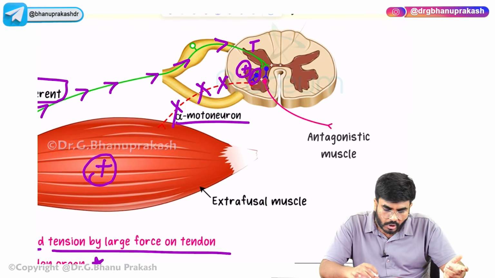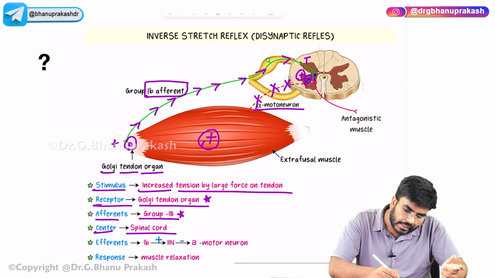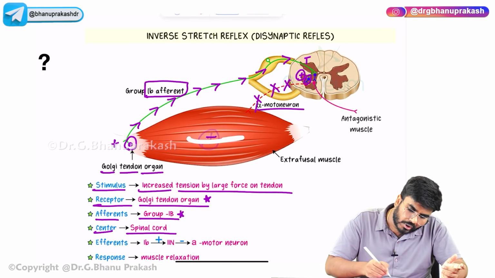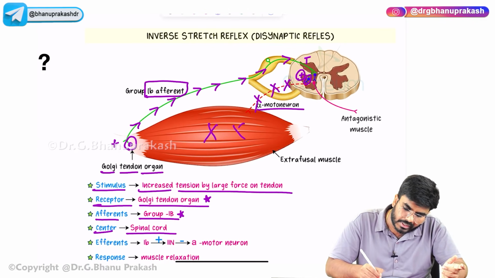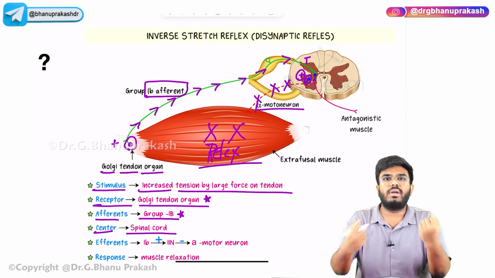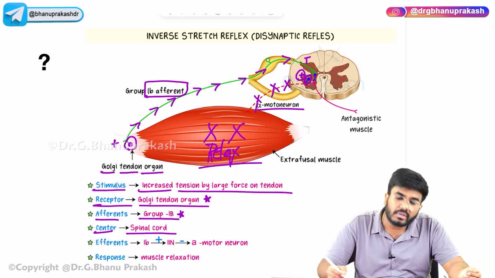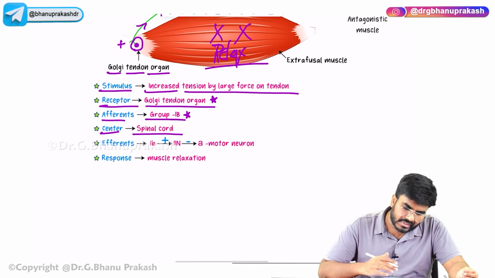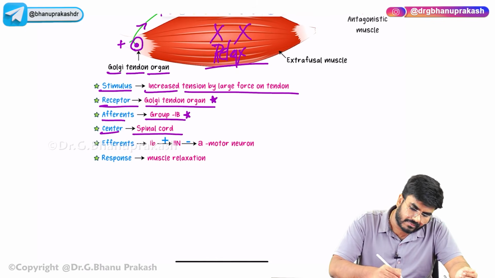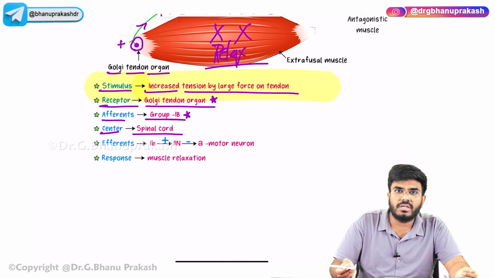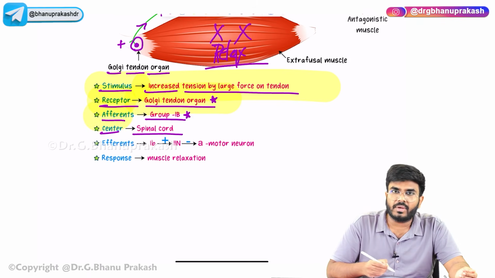When the alpha motor neuron of this particular muscle is inhibited, this muscle is not going to contract, it's going to relax, and you are going to leave the weight. So in this reflex, the stimulus is increased tension, the receptor activated is the Golgi tendon organ, and the center receiving the information is the spinal cord with the help of group 1B fibers.